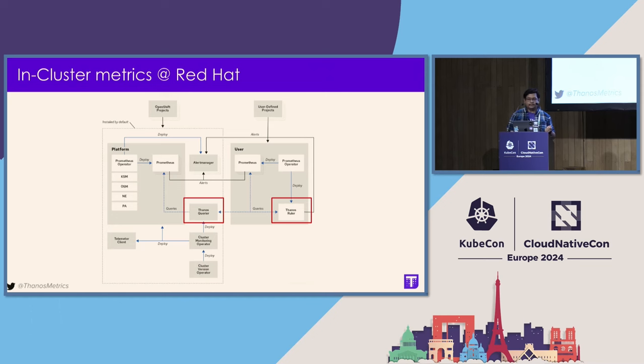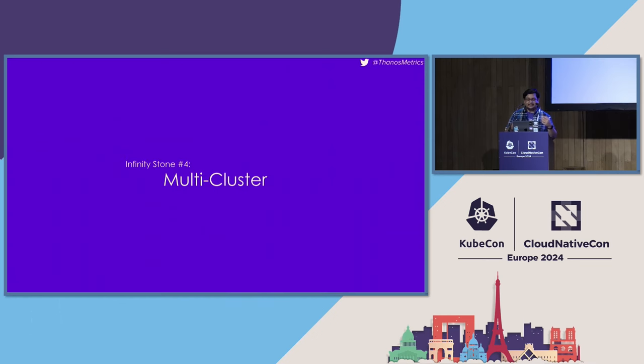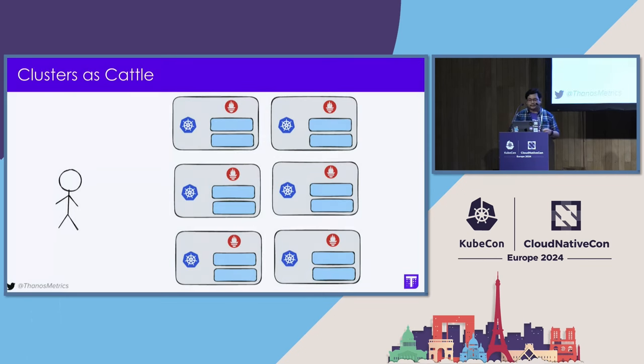Now, what do you do if you have more than one cluster that you need to monitor? And this is the point to introduce the fourth Infinity Stone, which is multi-cluster use cases. What I'll share here is mostly how we do it at Red Hat and how you can replicate a setup like ours, as nearly all of it is open source and permissively licensed. So this is actually one of the most common use cases of Thanos that we've seen.